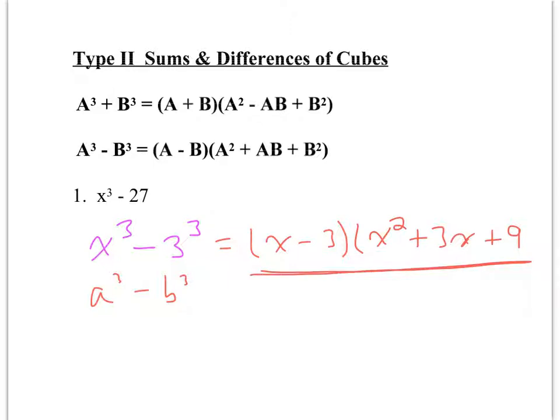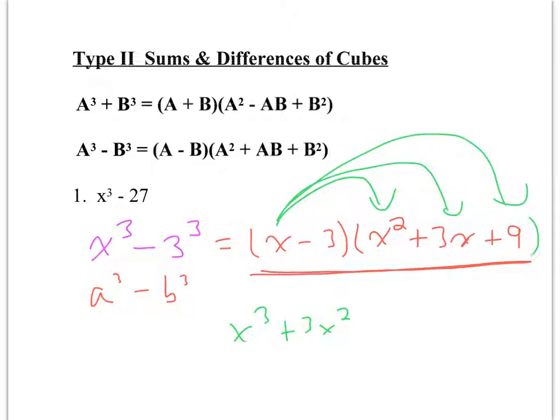Just for the fun of it right now, let's FOIL this out. What's x times x squared? That's x to the third. What's x times 3x? That's 3x squared. What's x times 9? That's 9x. So I need my parentheses right there. I'm now going to distribute the negative 3: minus 3x squared, minus 9x. Negative 3 times 3x is 9x. And negative 3 times positive 9 is negative 27.